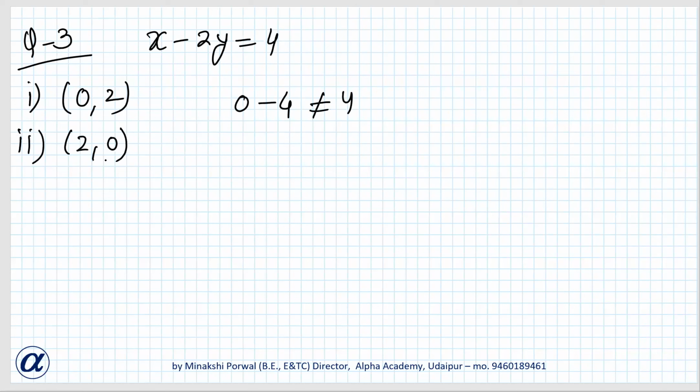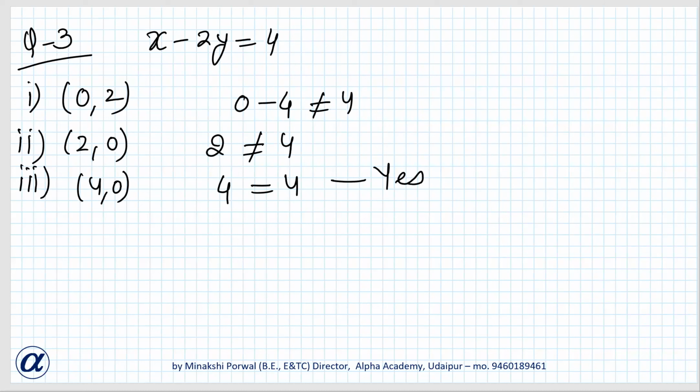2 comma 0. When x is 2, y is 0. 2 is not equal to 4. Okay. Third, 4 comma 0. When x is 4, y is 0. 4 equals to 4. So yes, this is a solution.